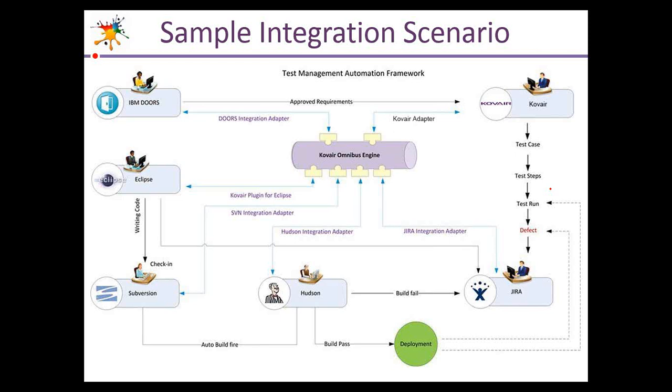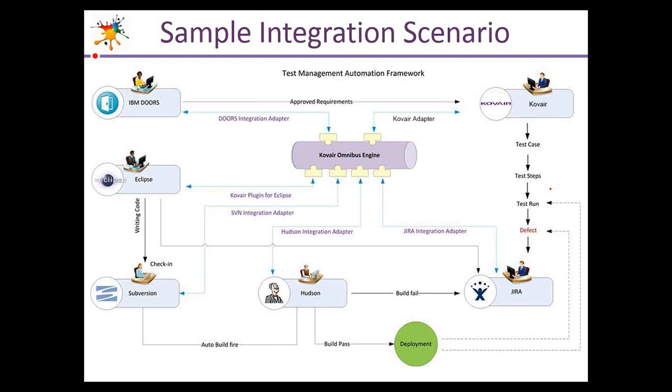Or when the development is complete, the build manager also comes to know that the development is complete and the build needs to be fired. So what happens? The build manager then does the build using Hudson, which can be automated also. And once the build is done, the Kovair test management solution, after it gets the notification that the build is complete, automatically executes all the test cases that have been written to be tested for that build.